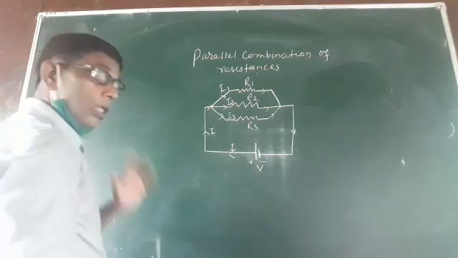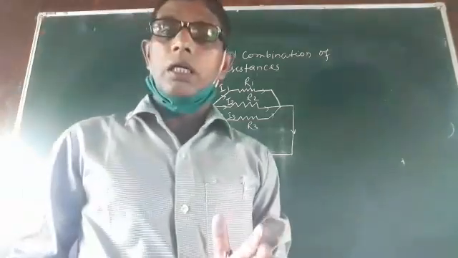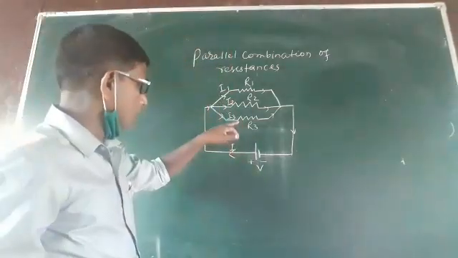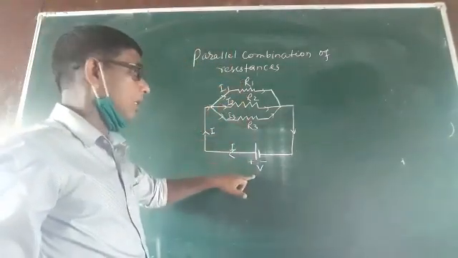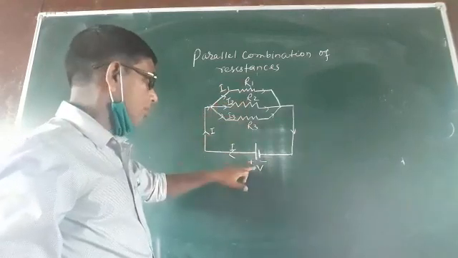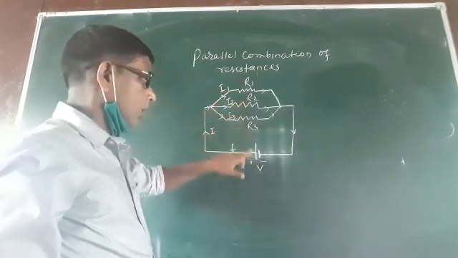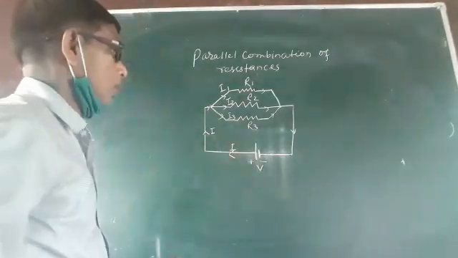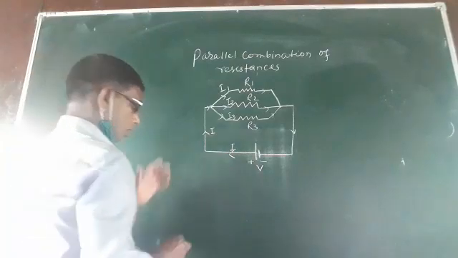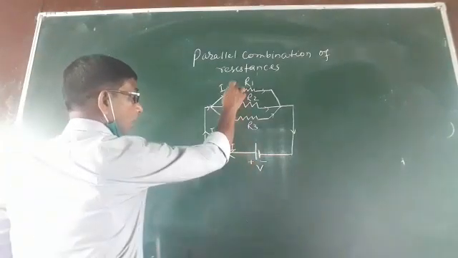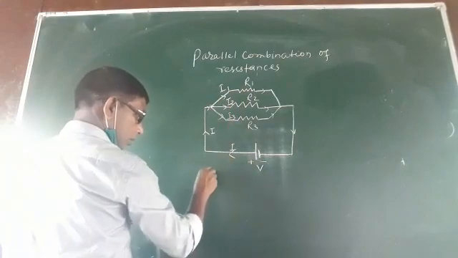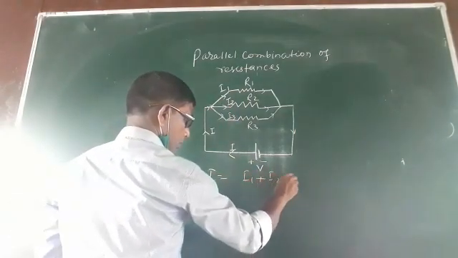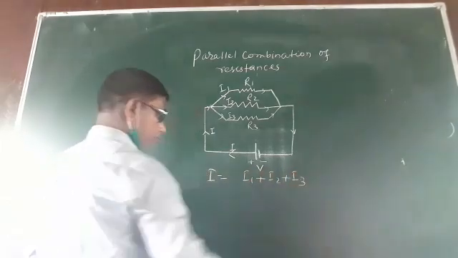You remember in a parallel combination voltage remains the same and current is different. So what is the voltage through R1? It will be V. Voltage through R2 will be V, and voltage through R3 will be V. This means in a parallel combination, voltage remains the same. So I am writing here: V, total current is I. So I equals I1 plus I2 plus I3.